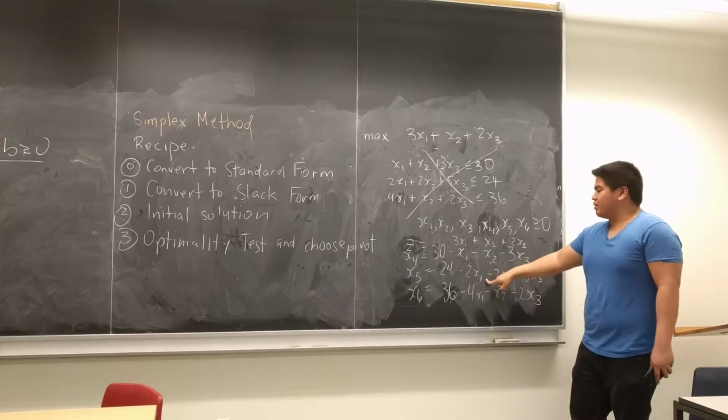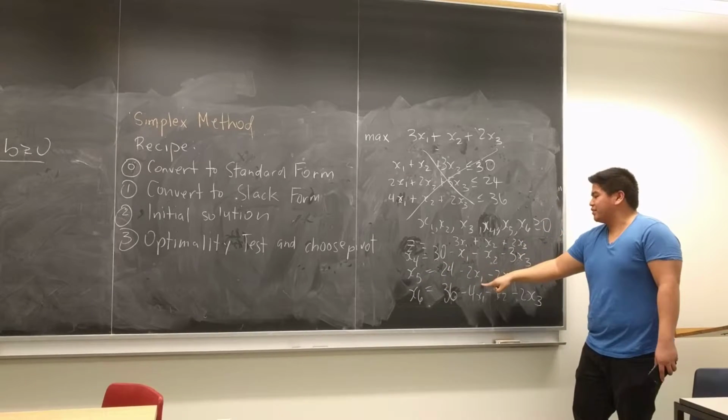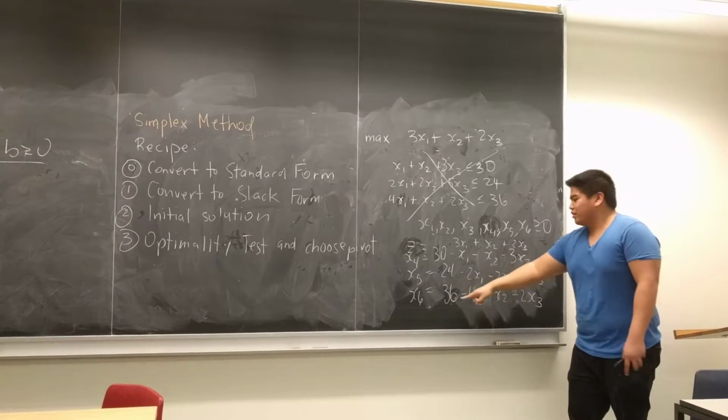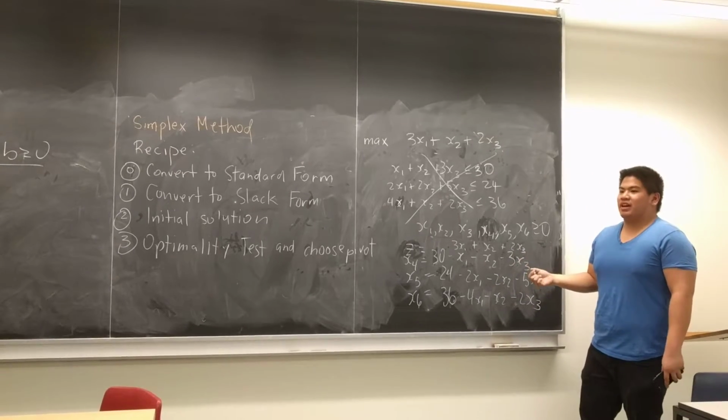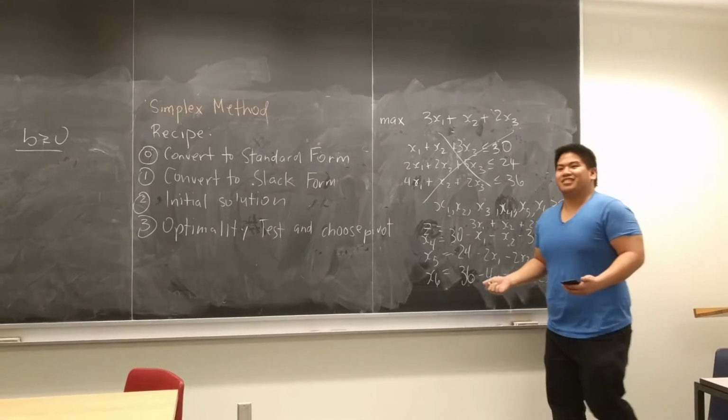What about for this line, x5, 24 minus 2x1? 12. How much for this last one? 9. So how much can we increase x1 by? 9.